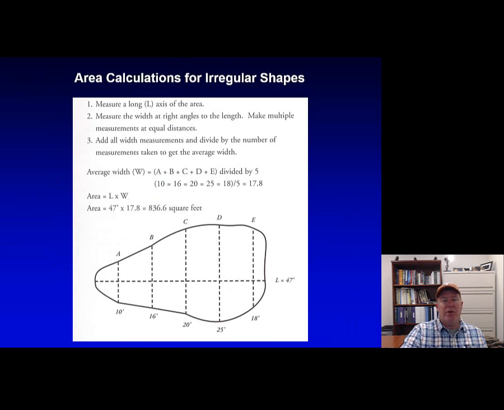Area calculations for irregular shapes. Now, we may have to figure this out. What if we're doing square footage for irrigation? I know a lot of guys that go out and measure the square footage of the turf, and they come up with a square foot price for their irrigation. Whether or not that's good or bad, that's totally up to you. But what we can do is figure out the square footage of these odd shapes fairly easily.